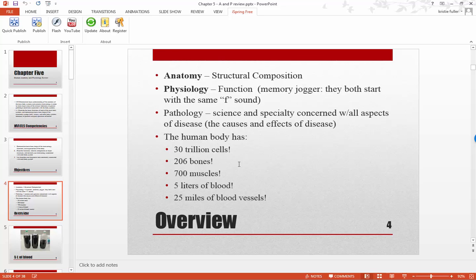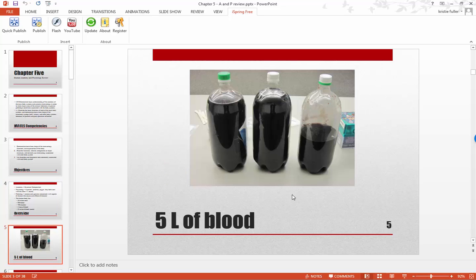So we have a bazillion cells and bones and muscles and blood and vessels, and you're going to learn all about that stuff. In the human body, we have 5 liters of blood, and this is a really awesome picture with a nice visual representation of how much that really is. In an adult human, this is all the blood we have, spread out in all the blood vessels. So you can imagine how much less is in a child or an infant.